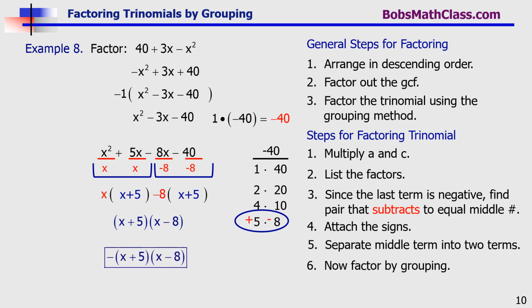And then don't forget to bring down that negative. If you want to put the 1, you can. Normally we don't write the 1, we just leave the negative sign. So negative, and then in parentheses x plus 5 and x minus 8. Alright, we got a couple more.